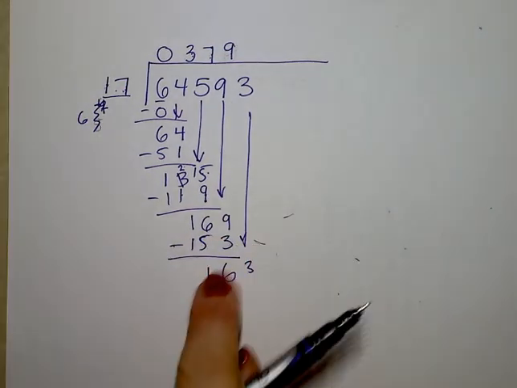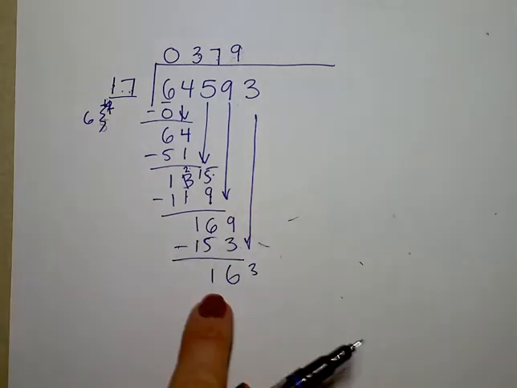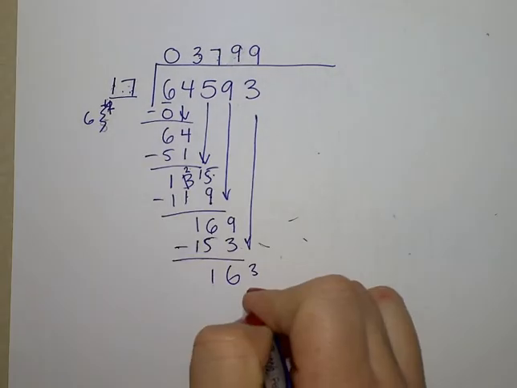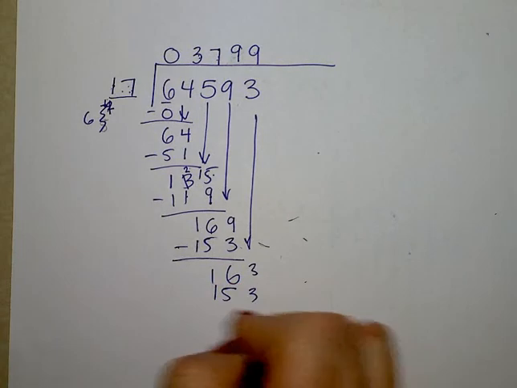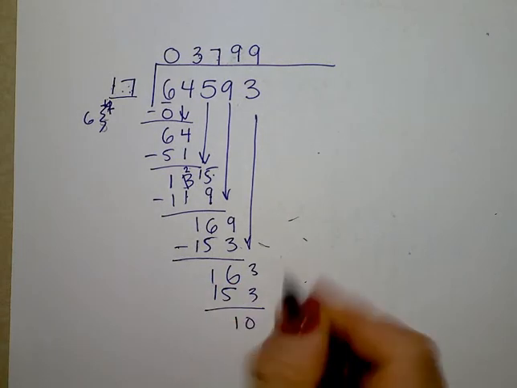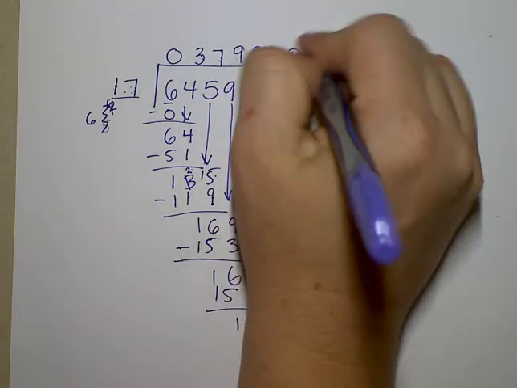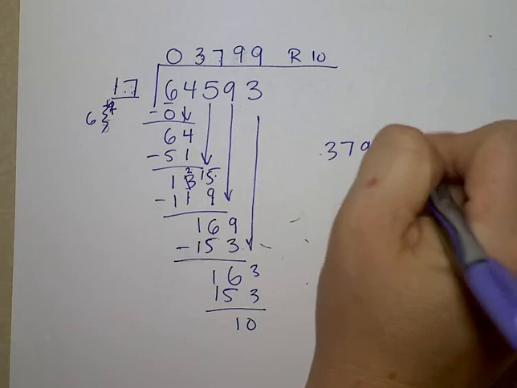Now I know that 9 groups of 17 is 153, so that will work perfect for this. 9 again. 9 times 7 is 63. Multiply, add the 6, and subtract down. So here's my remainder after I've used my last digit. So it's a remainder of 10. 3,799 plus 10 over 17.